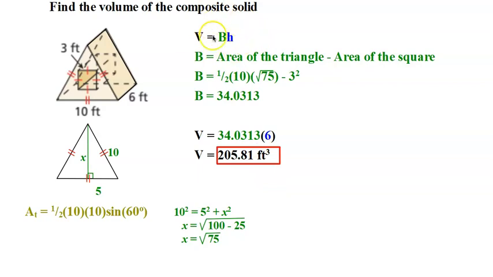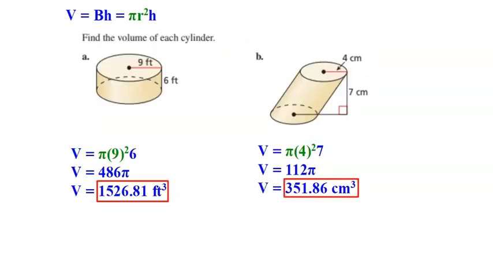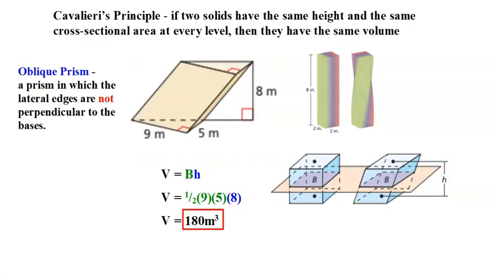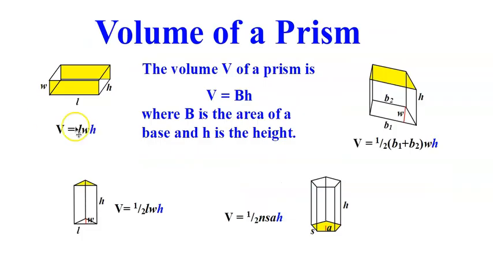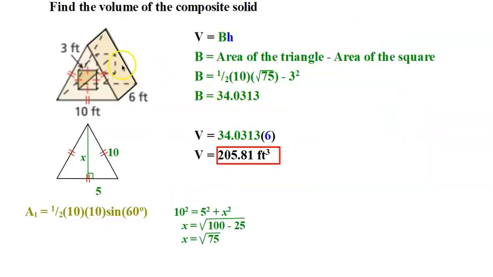So just remember, the volume of a prism or of a cylinder, either way, is just the area of the base times the height. That's all you've got to do. It doesn't matter if it is an oblique prism or a right cylinder. Area of the base times the height. The height is always perpendicular to the base. It connects the two bases. And if you have a composite figure, just find what's the base and do it with that.